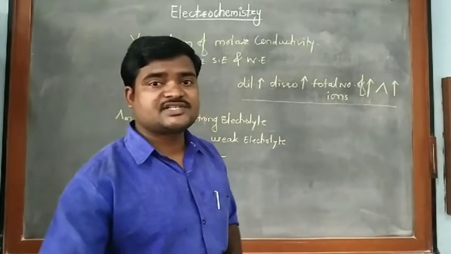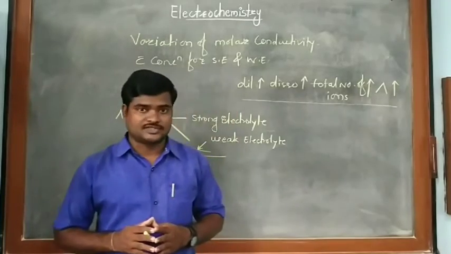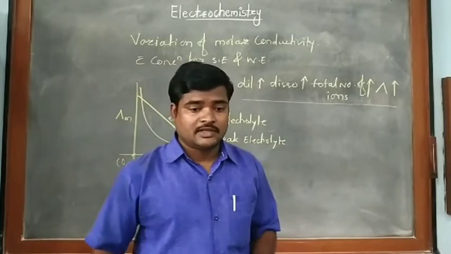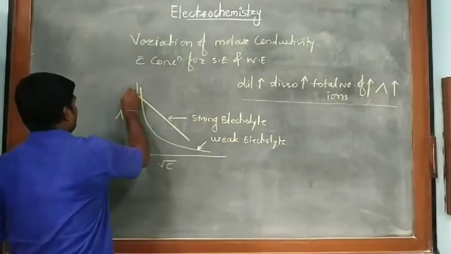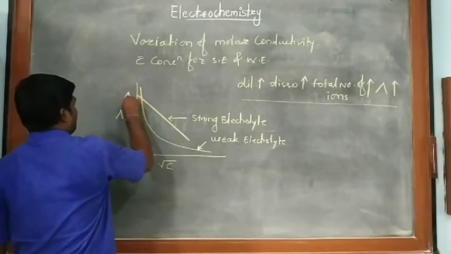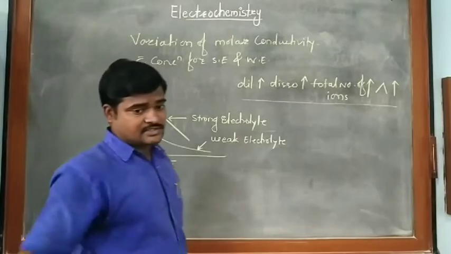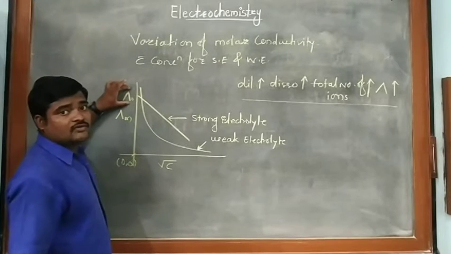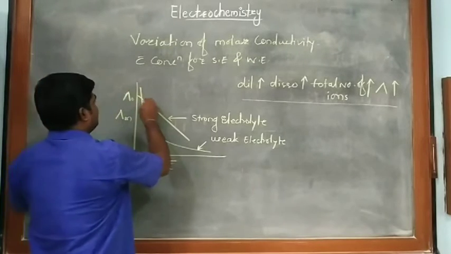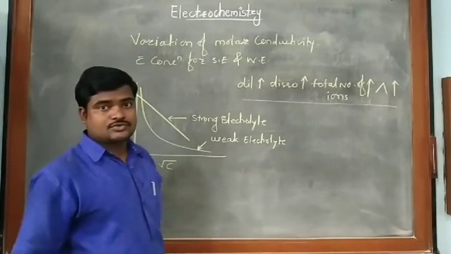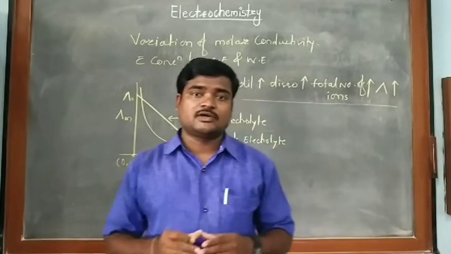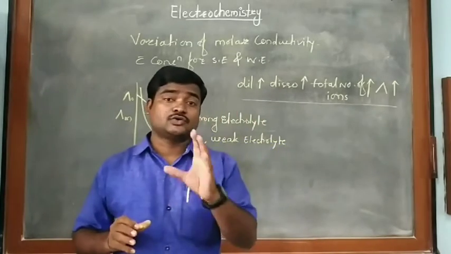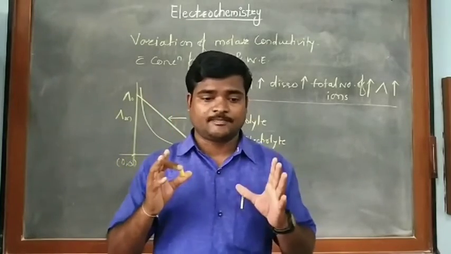Now here, for the sake of simplicity, we will consider only increasing dilution. For that we use the term infinite dilution, and that I will show here, that is lambda 0. Now students, this is the notation for molar conductivity at infinite dilution, lambda 0. This is a very important factor which you should remember. Lambda 0 is nothing but the molar conductance at infinite dilution or at zero concentration. Both terms have the same meaning.